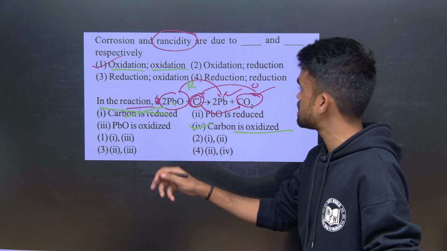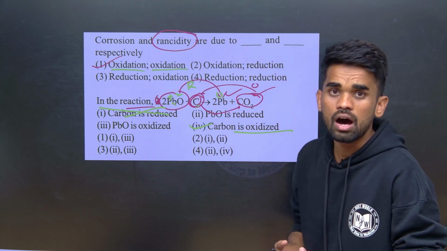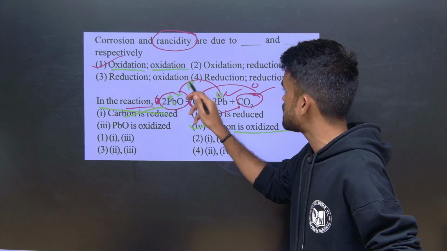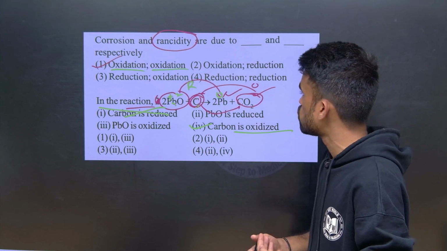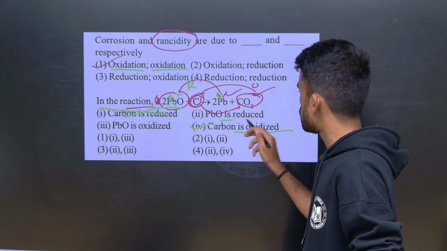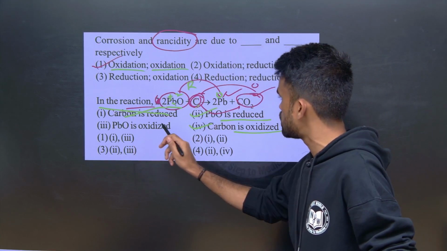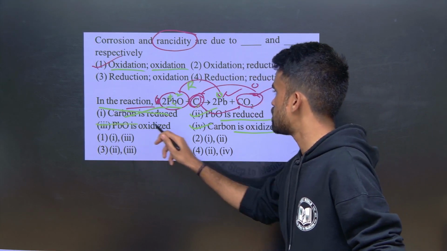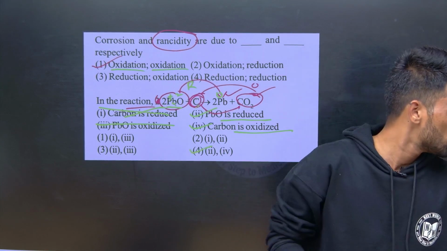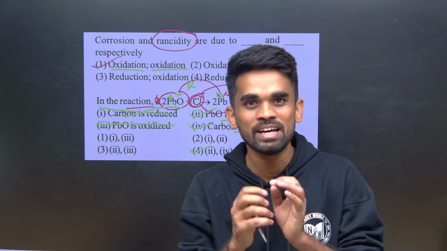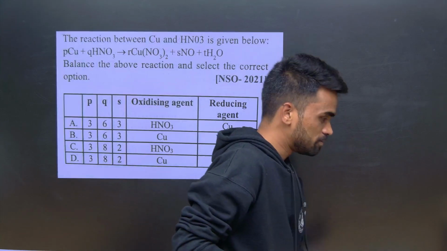Now PbO converting into Pb. What is this process? Pb with oxidation state +2 is converting into 0. The number is decreasing from +2 to 0, so PbO is getting reduced. Lead oxide is getting reduced, so option 2 is also correct. Option 3, which is the opposite, saying oxidized, is wrong. So options 2 and 4, which is option number 4, is correct for this question. It is very easy and interesting. So let us move further.